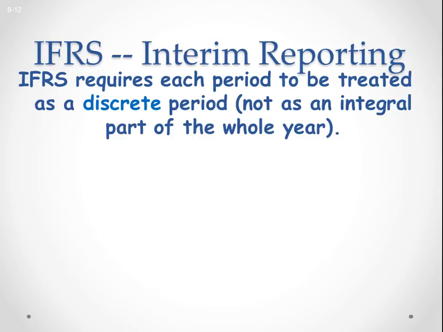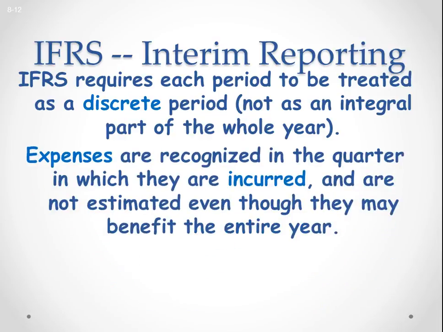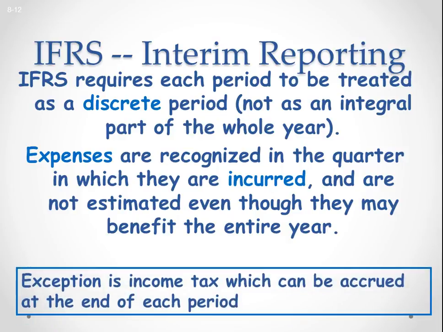Now, as a reminder, under the international standard, we have to use the discrete period. That is, if we had bonuses in December, we'd book them in December. Expenses are recognized in the quarter they're incurred, and they're not estimated even though they benefit the whole year, and the only exception is income tax. So that ends interim reporting part 2.